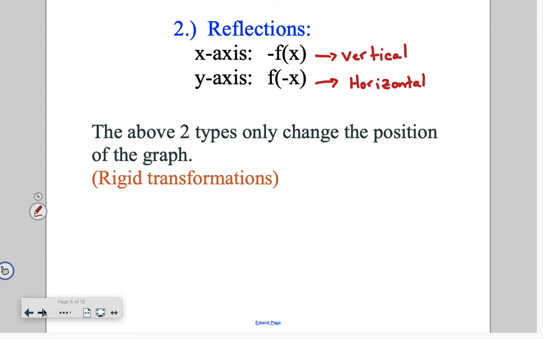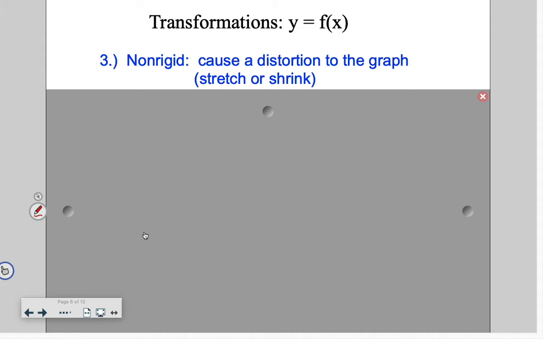All right, so here's the last part. Now when we take a look at a non-rigid transformation, meaning now we're going to actually distort the graph. You're either going to stretch it or shrink it. Or another word for shrink would be compress it, if you will.